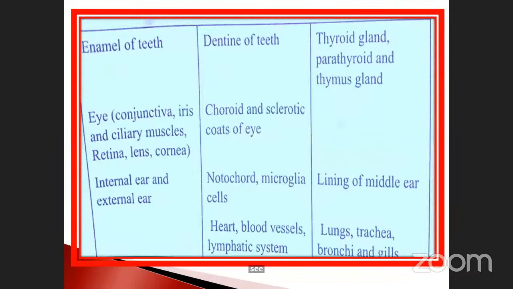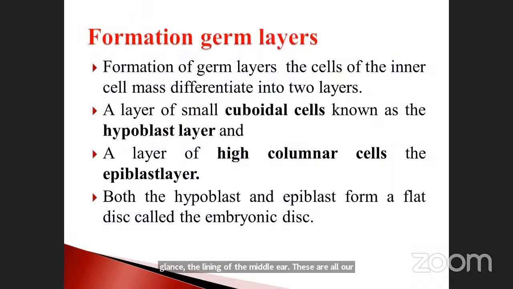See that: enamel of the teeth, eye, conjunctiva, iris, and ciliary muscles, retina, lens, cornea, internal layer, and external layer. These are all the same category. Dentine of the teeth, choroid and sclera coat of the eye, notochord, microglia cells, heart, blood vessels, all those things. Thyroid gland, here also glands, endocrines, and endometrium. Thyroid gland, parathyroid, thymus gland, lining of the middle ear. These are all lungs, trachea, bronchi, and gills. Okay, so this is very, very important.